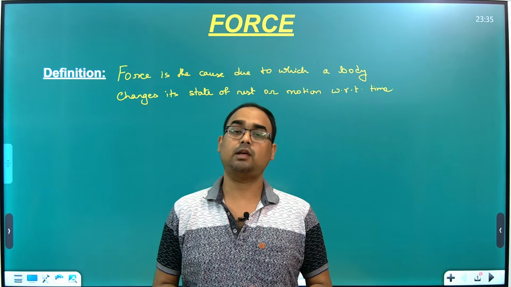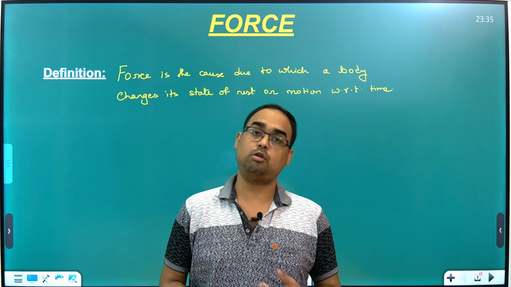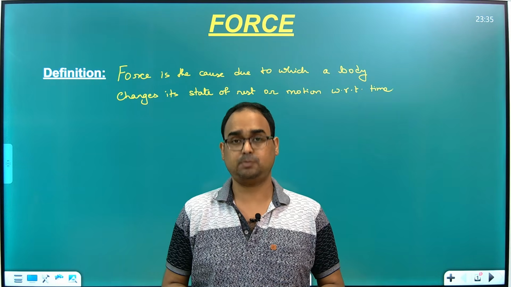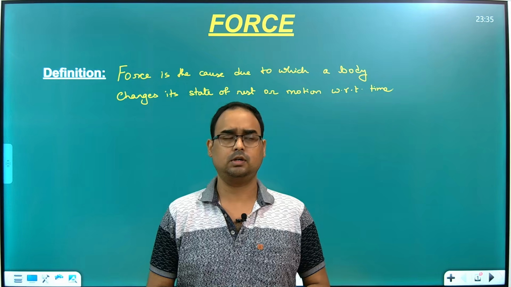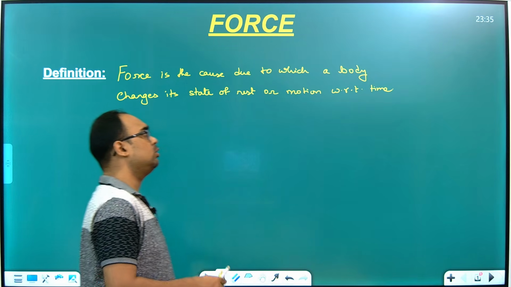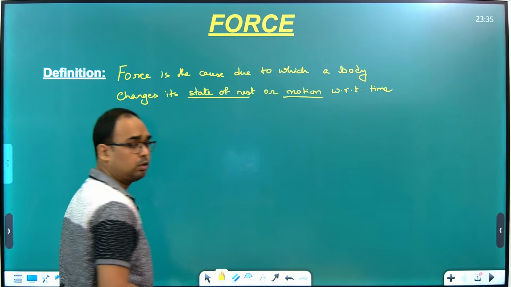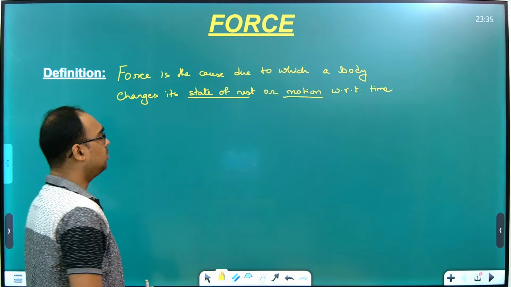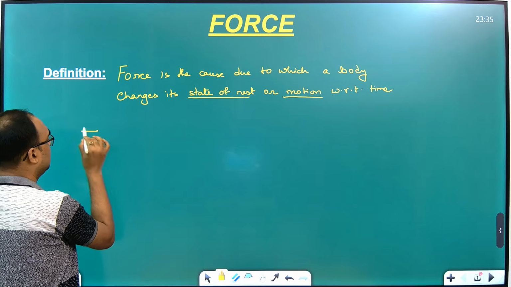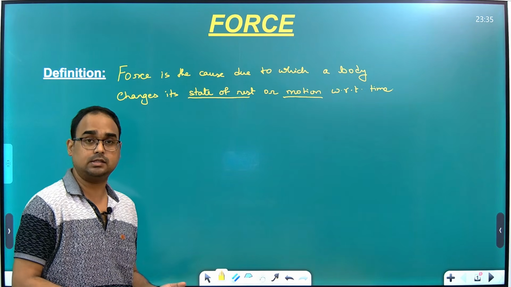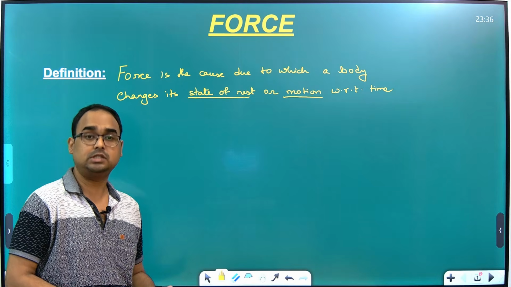And when you apply force to a body which is already in motion, it will slow down or it will increase its speed. Something will happen. So, the force is the reason due to which a body changes its state of rest or motion with respect to time. Now, depending on how you apply force and what kind of body it is, the type of motion changes.